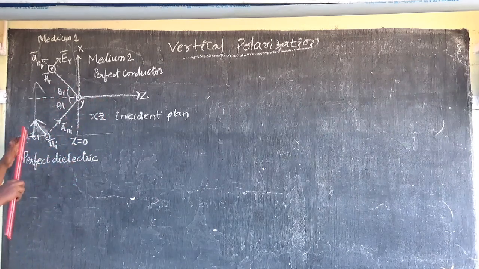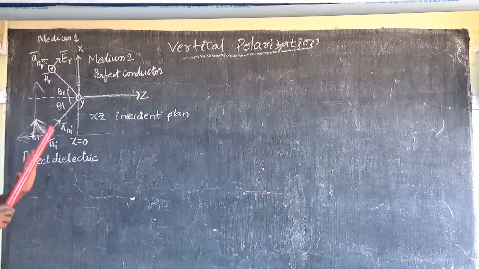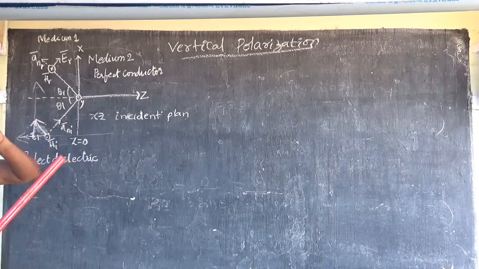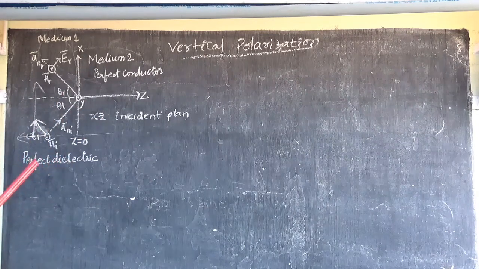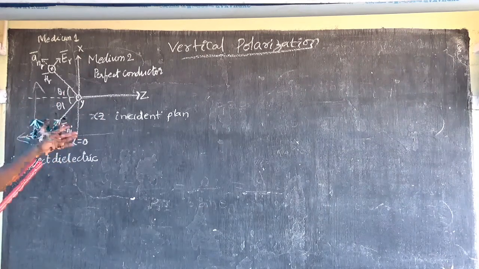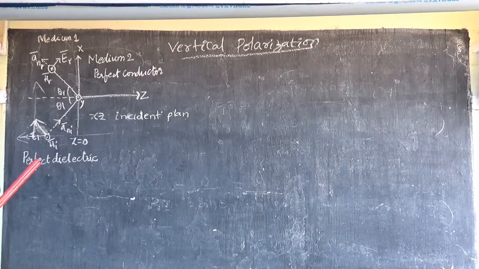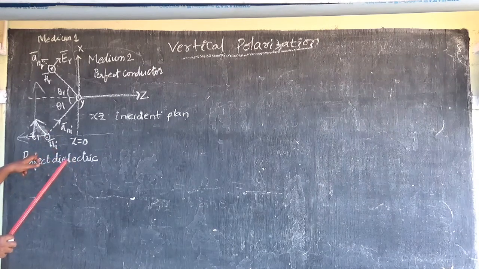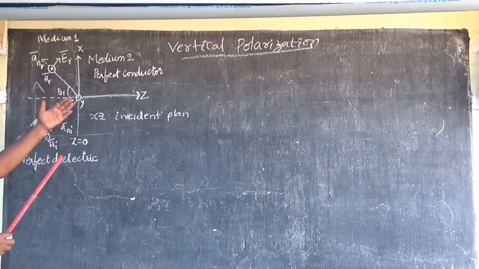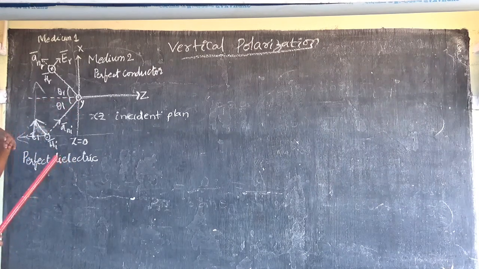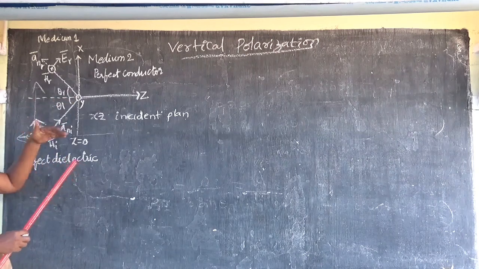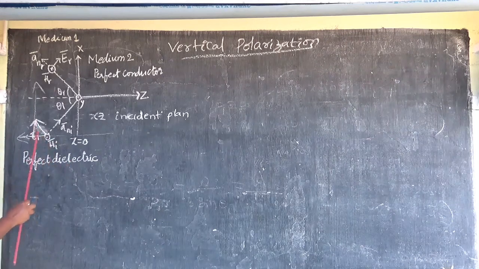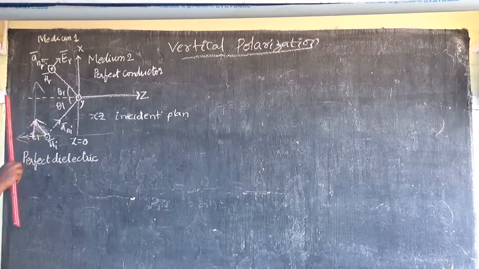So what is this E bar doing with this incident plane? How can we identify the polarization? We have two polarizations. One is horizontal polarization, which is known as perpendicular polarization and also E polarization, and vertical polarization is also known as parallel polarization and H polarization.